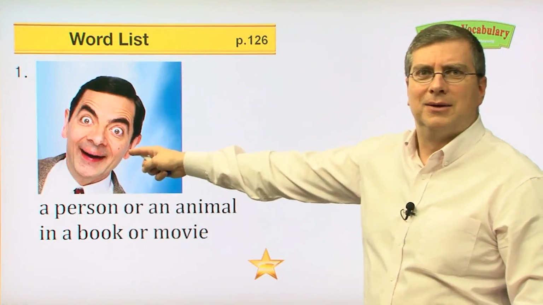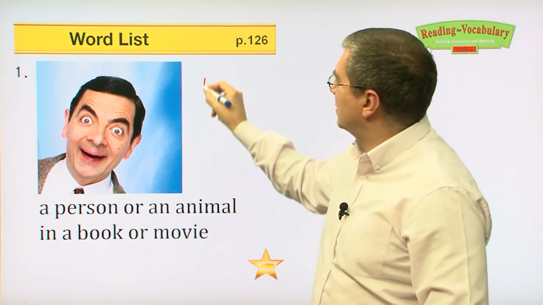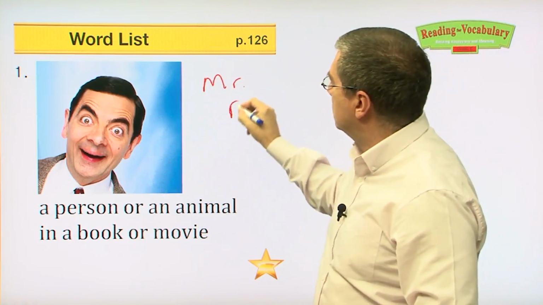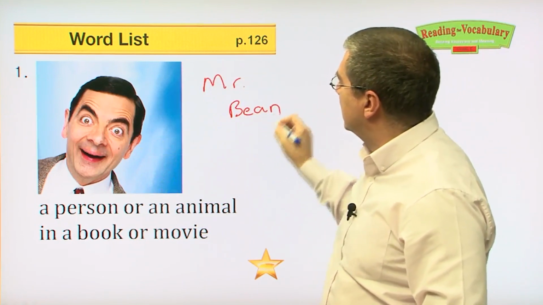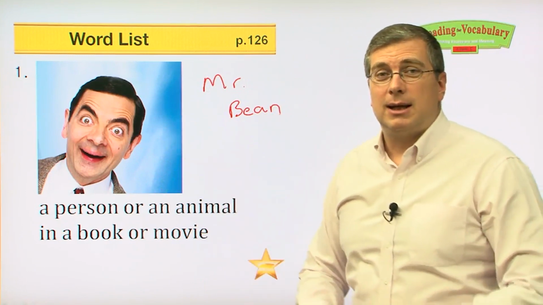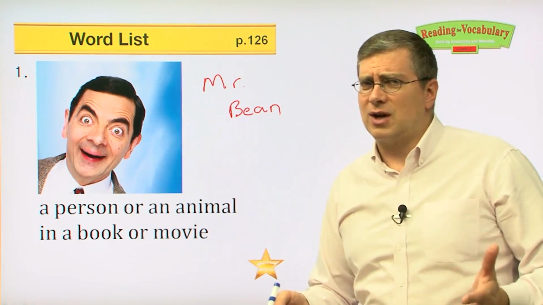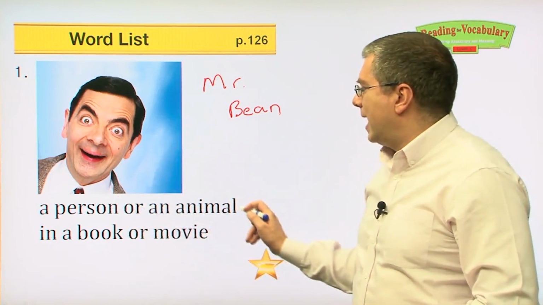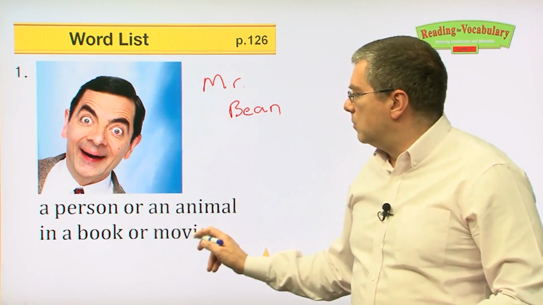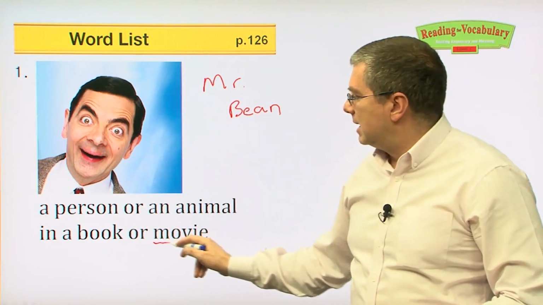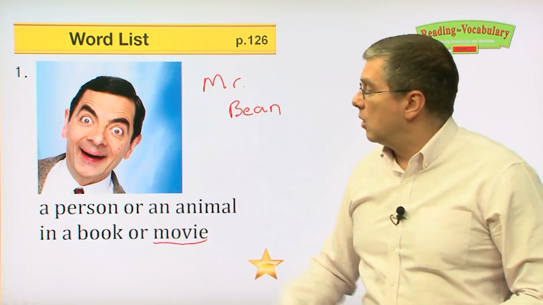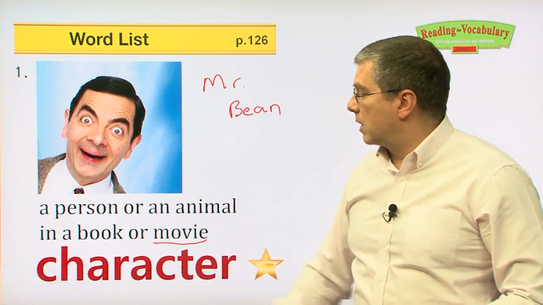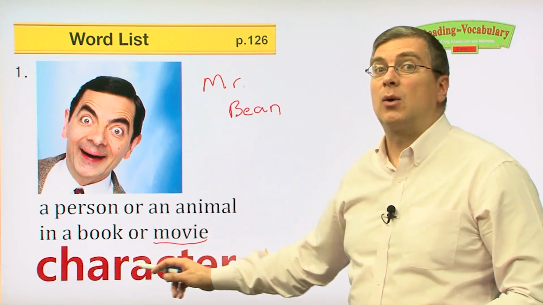Who is this guy? Do you know him? That's, of course, Mr. Bean. You may know Mr. Bean. He's a comedian. He makes very funny or strange movies, right? It's Mr. Bean. A person or animal in a book or movie. Of course, Mr. Bean has been in many movies. What do we call that person? We call that person a character.